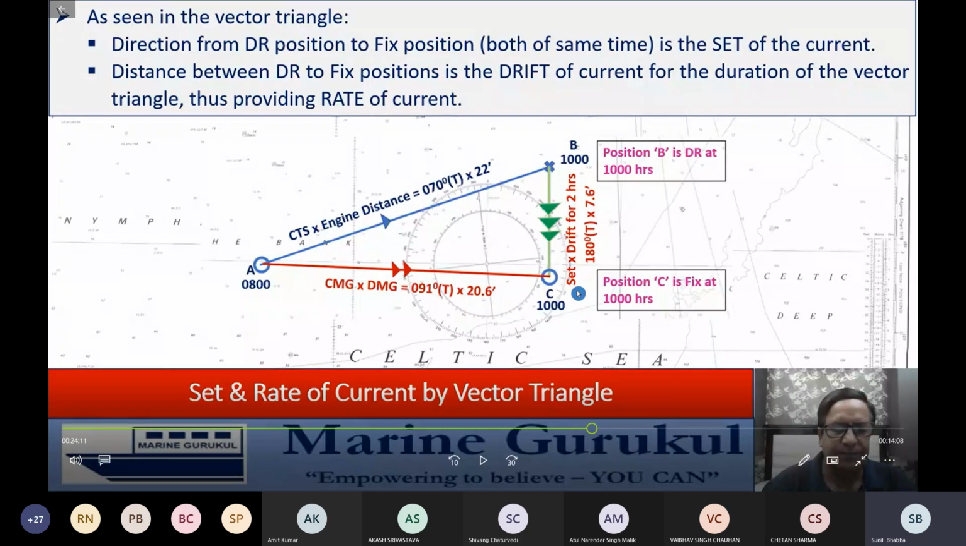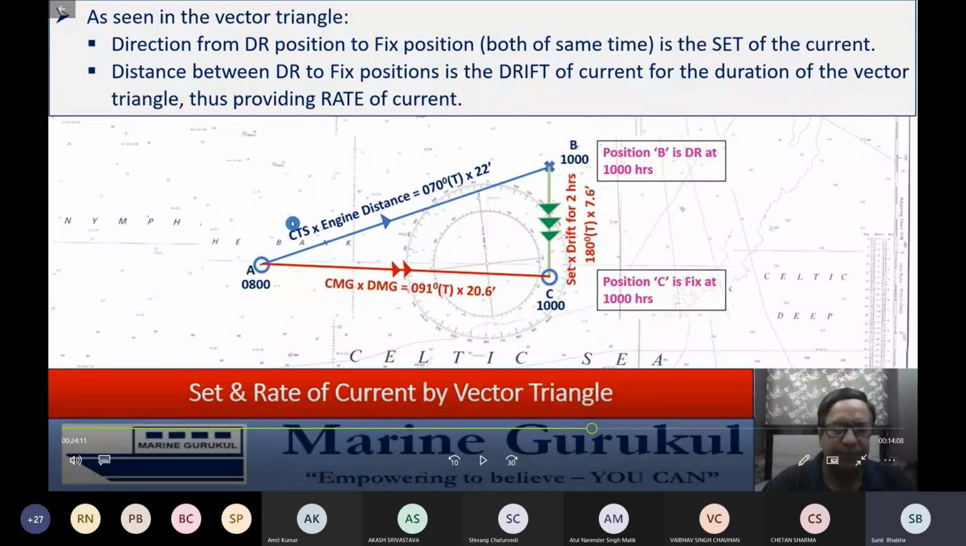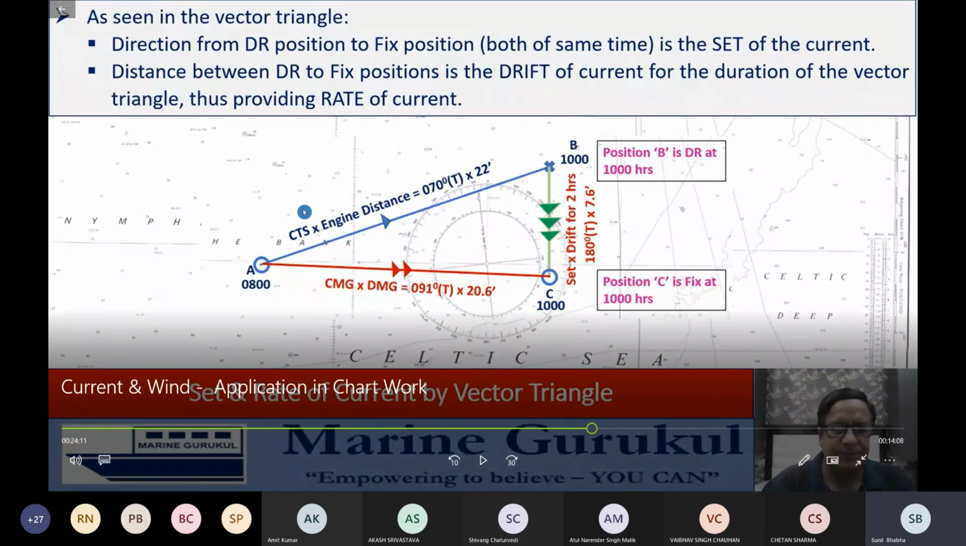Okay, very good. So in these questions, beta, where they want you to find the set and rate or set and drift of the current, they will tell you the course made good as well as the distance made good, or they will give you your final position. So you will be able to plot the red color vector, that is the CMG and DMG, course made good, distance made good vector. They will also tell you what course the ship was steering, and they will give you the engine speed or the engine distance.